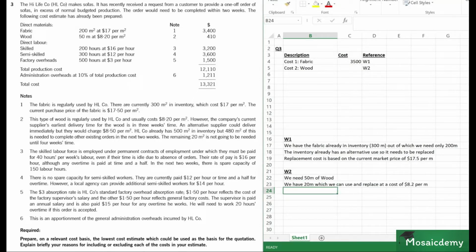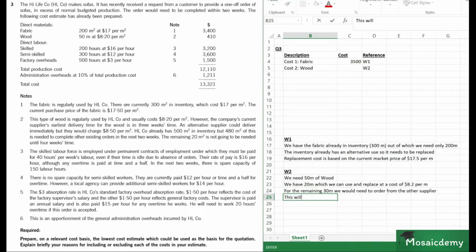But what about the remaining 30? The remaining 30 we'll have to take from these 480 meters, right? And the issue is that they had to be used within 2 weeks on existing orders, so there's a replacement cost again. However, since it's within 2 weeks, we'll have to order them from the alternative supplier who would charge a higher price of $8.5 per meter. So we'll write that down. For the remaining 30 meters, we would need to order from the other supplier.